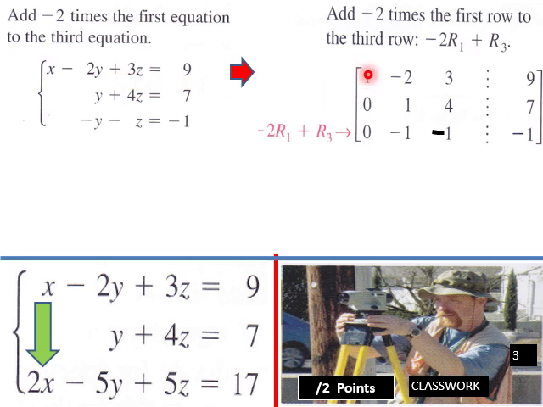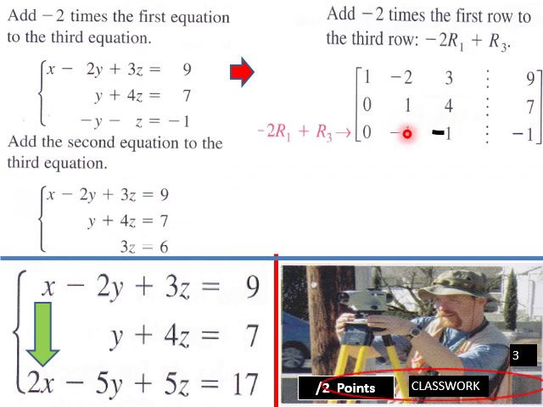-2 times 1 would be -2. -2 times this plus that, -2 and 2x, this would go away. And then positive 4y and negative 4y would be 0, so -1 is left. Then -6z and 5z would be -1. And then -2 times 9 would be -18, and 17 would be -1. So here's our new row 3 down here.